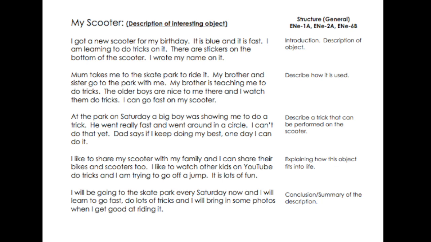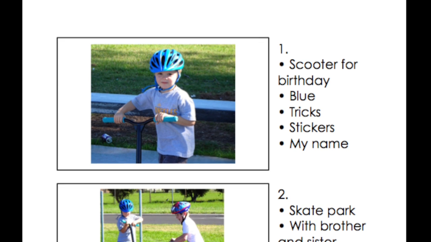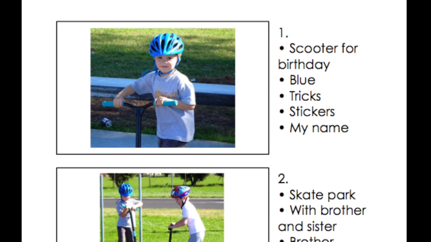Now the second type of speech that your child may be asked to write or to give is a description of an interesting object. Now the syllabus refers to perhaps suggesting it is a toy or a pet. In this case I've used the example of a new scooter, and you can see there the 5 paragraphs. We have the introduction, we then have descriptions of how it can be used in different ways, and then of course we have the summary. So look, again, that's self-explanatory.